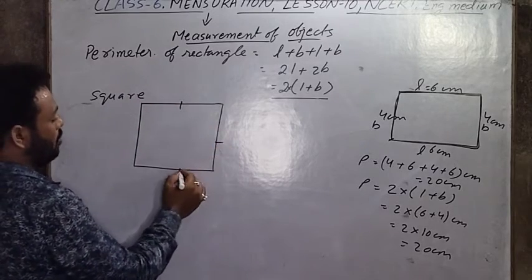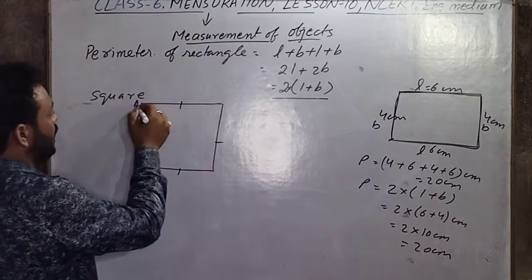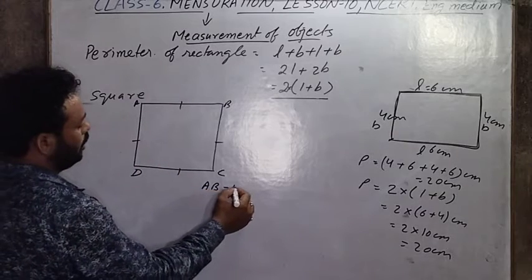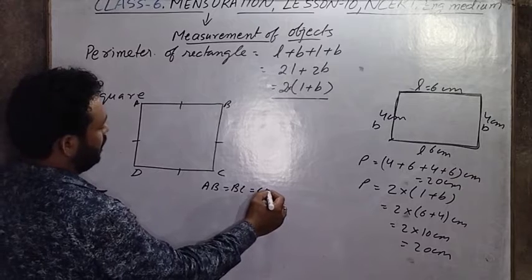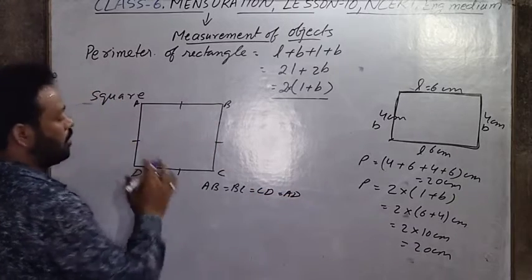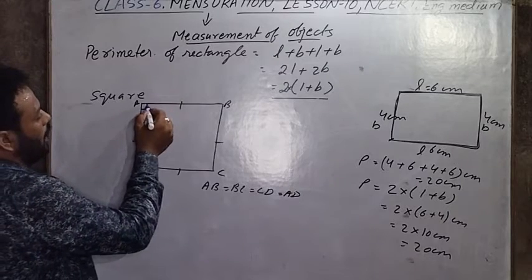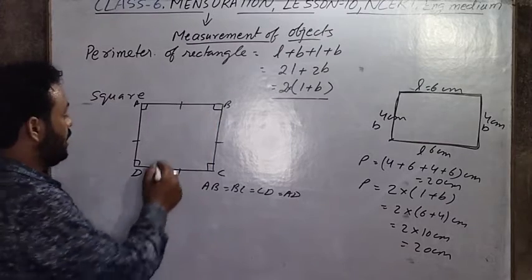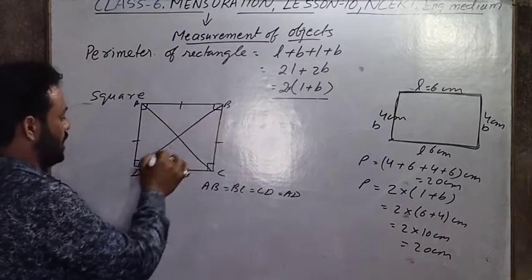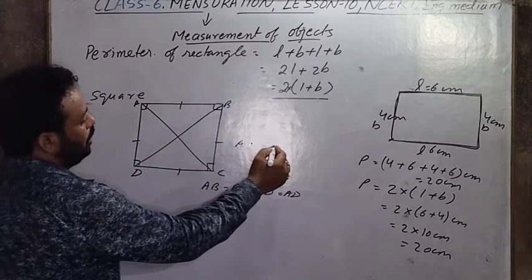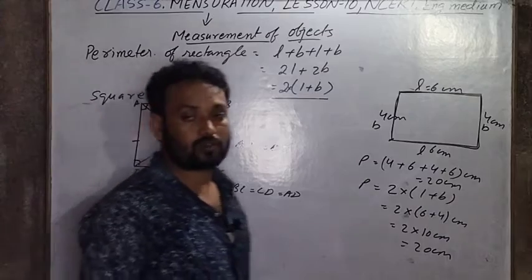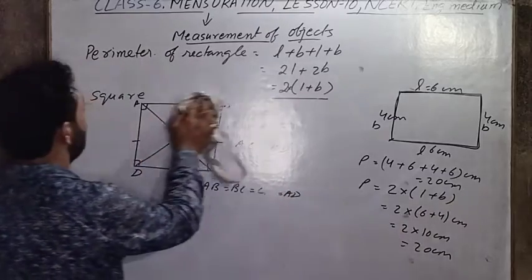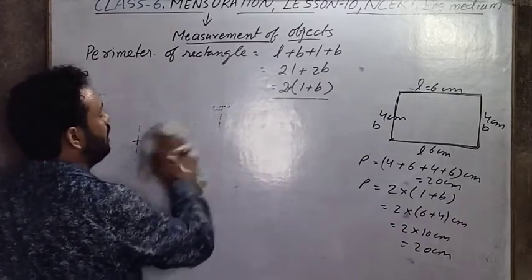whose all sides are equal, that is AB, BC, CD and AD, means AB is equal to BC equal to CD equal to AD. All sides are equal, then it is a square. All the four angles will be 90 degree. Then the diagonals are equal. Both these diagonals will be equal, AC is equal to BD. Then it is a square. So the perimeter of a square is equal to 4 into side, because all the sides are equal. So the perimeter of a square we will write.